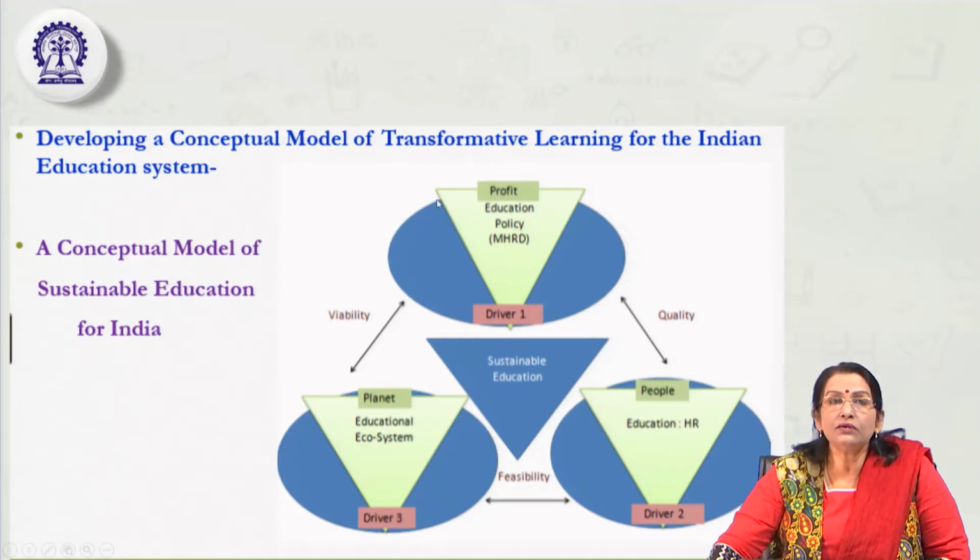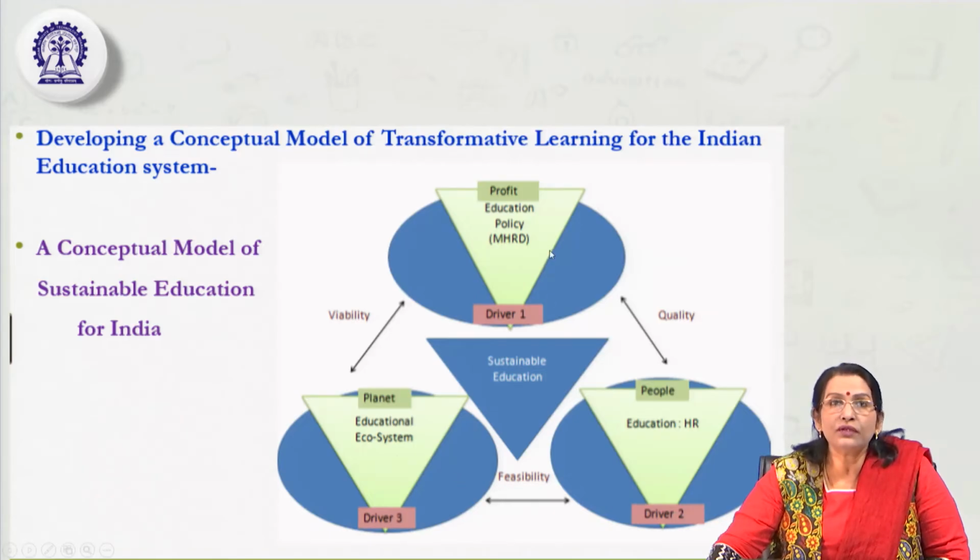So, here in this triangle, when drivers 1, 2 and 3 interact effectively, and their interaction is very positive and productive, then it is also viable, it also maintains quality, and it is also feasible. Then the outcome can be sustainable education.